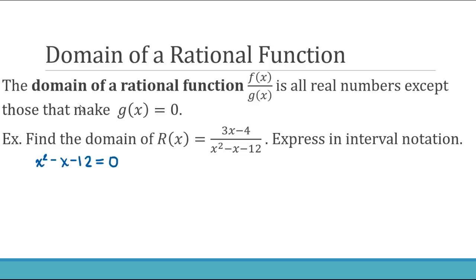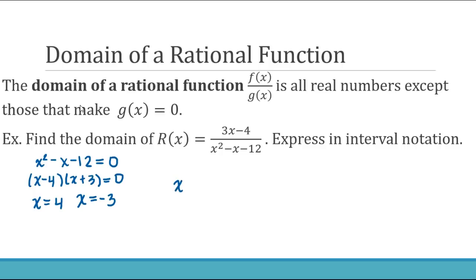Well, this is solving a quadratic equation, so we can try to factor it, and it does factor to x minus 4, x plus 3 equals 0. And by the zero product property, if we set the first factor equal to 0, we get positive 4. If we set the second factor equal to 0, we get negative 3. So these are the two values we need to exclude from the domain.